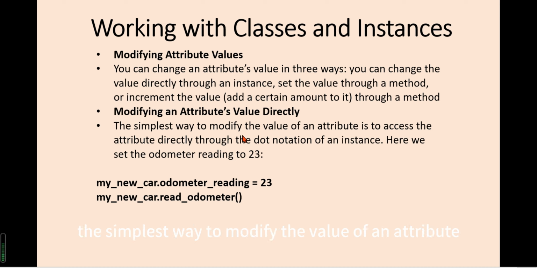The simplest way to modify the value of an attribute is to access the attribute directly through the dot notation of an instance. Here we set the odometer reading to 23. This is outside of the class. Actually, we have created an instance of car called my new car. So we can use dot notation, dot odometer reading, and assign a value to this attribute. Then we can use the read odometer method to read this new value.